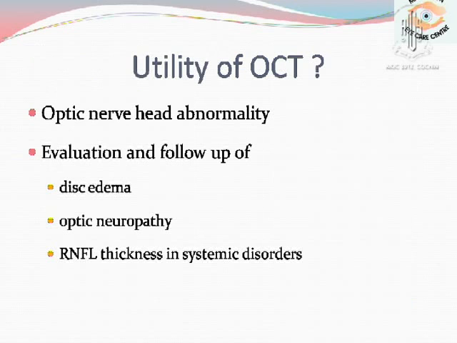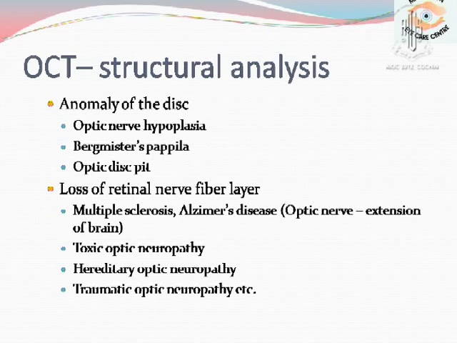Now, what could be the utility of OCT in neuro-ophthalmology? It can be used to assess the optic nerve head abnormalities, evaluation and follow-up of disc edemas, optic neuropathies, and systemic disorders which could involve nerve fiber layer thickness. It allows structural anomalies in the form of anomalies of the disc, loss of nerve fiber layer, or an increase in nerve fiber layer thickness.